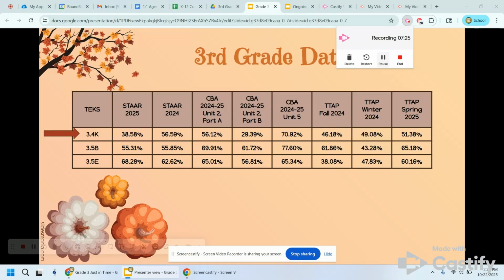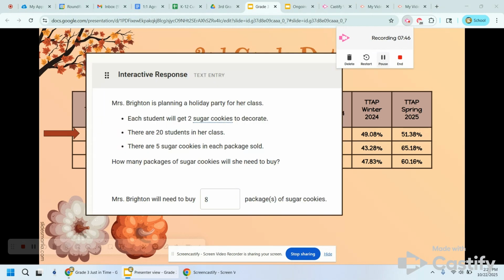All right, let's look at 3.4-K on STAR in 2024. It wasn't too bad. But let's look at the CBA from last year. We're talking about not the early adopters that use the Eureka curriculum, but from the old curriculum, Unit 2, Part B, only 29% of students got this question correct. So let's take a look and try to figure out why that was so hard.